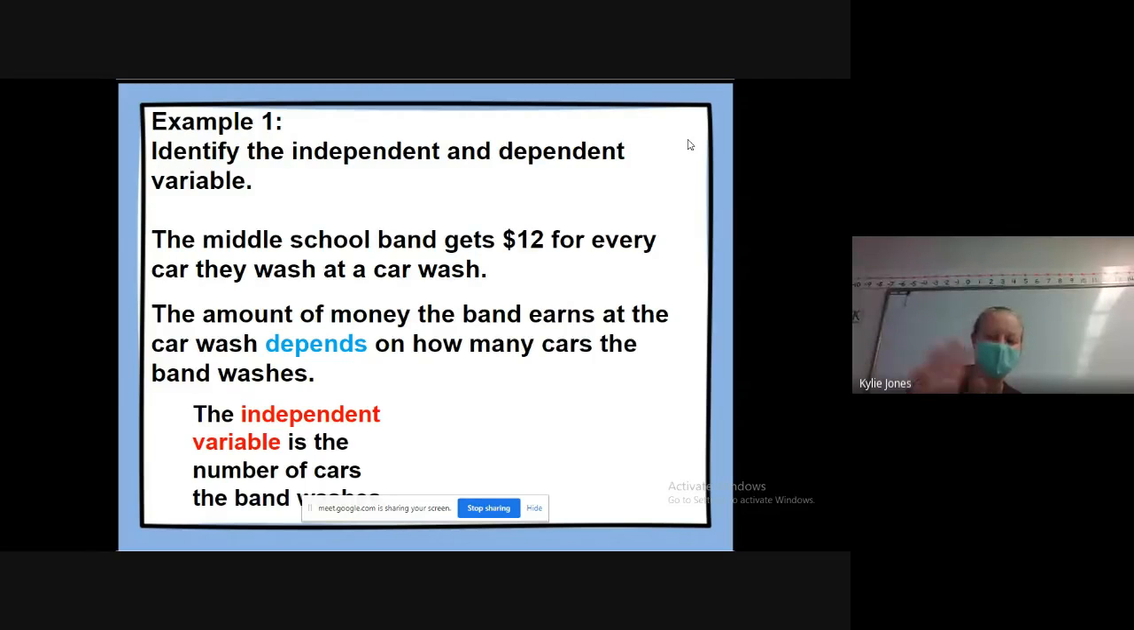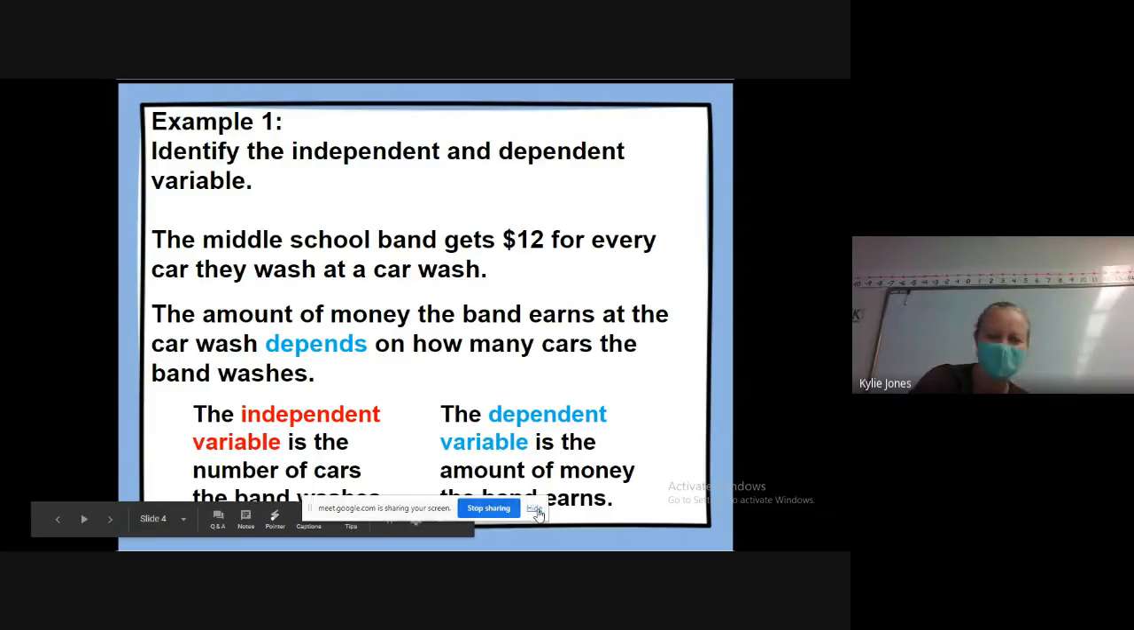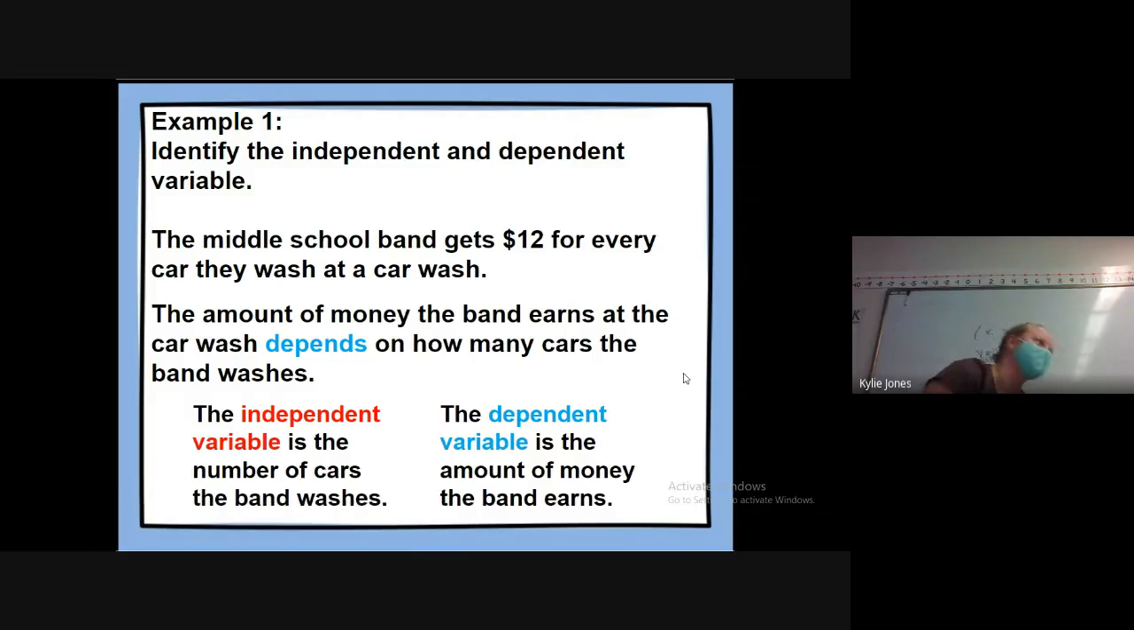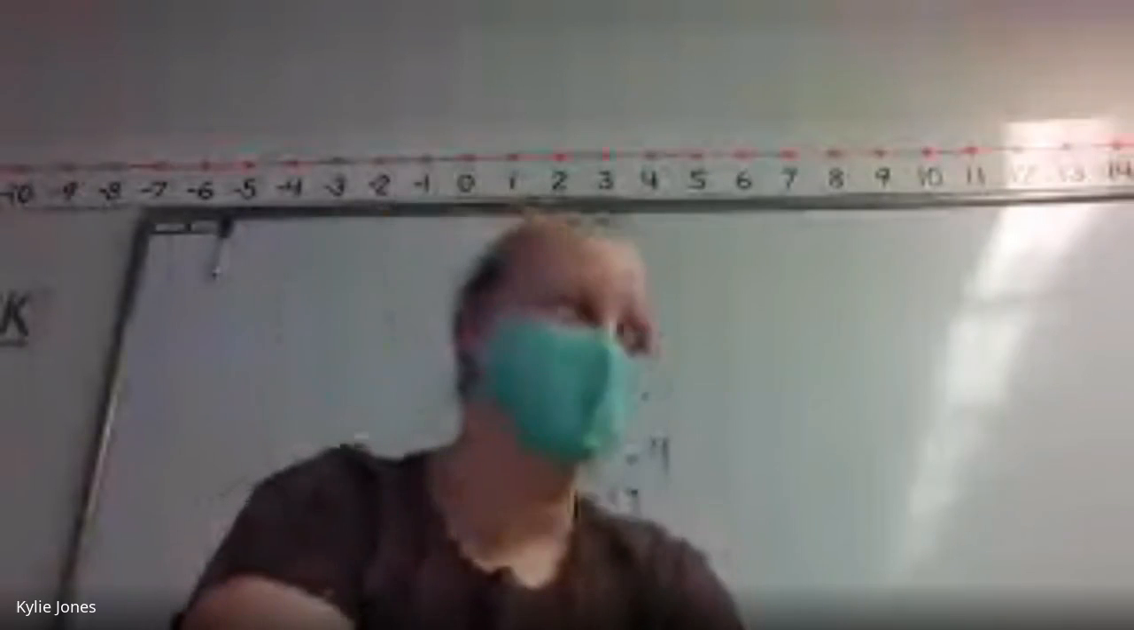No, it's not. Hang on. Sorry. I was like, that doesn't sound right. The way that they worded that is awful. The independent variable is the number of cars because we can't control how many cars come to get washed, right? So the independent variable is the number of cars, and the amount of money that we make at this car wash depends on the cars that show up. So independent, cars, dependent, money. Does that make a little bit of sense? The money depends on the number of cars.